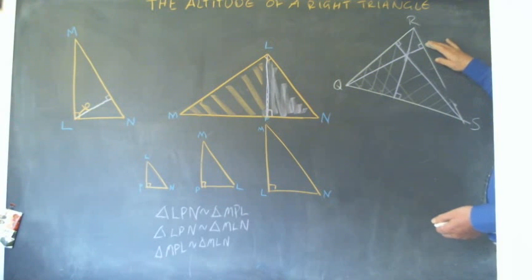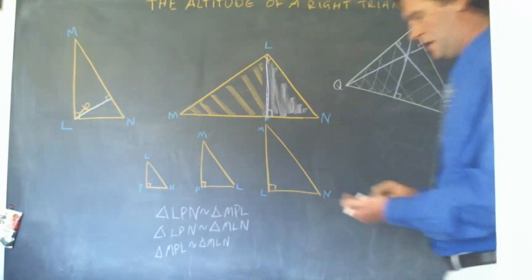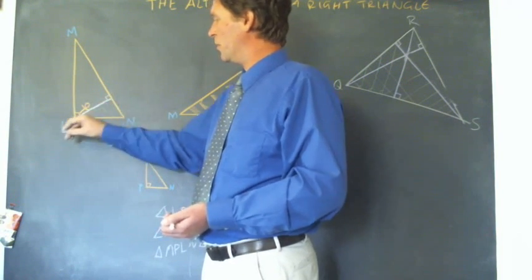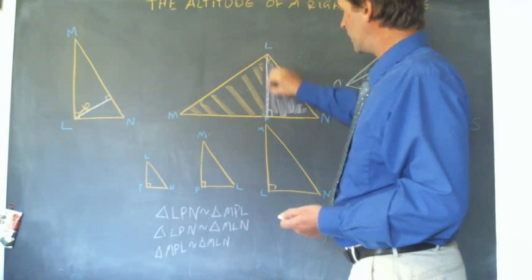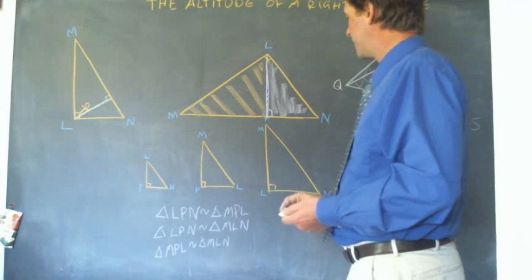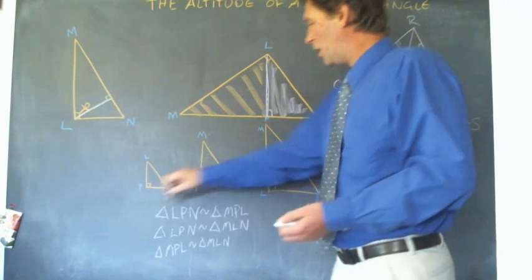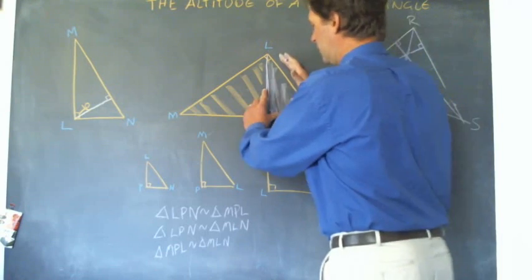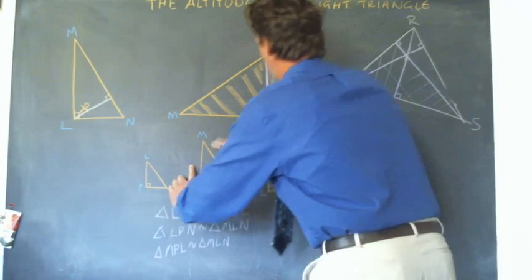An altitude in a triangle is any line that is perpendicular to a side and runs through the opposite point. There's only one altitude of a right triangle that forms with the hypotenuse. The altitude of the right triangle that forms with the hypotenuse breaks the one triangle into two smaller triangles, all three of which are similar to one another. One triangle, the other triangle, and the third triangle.